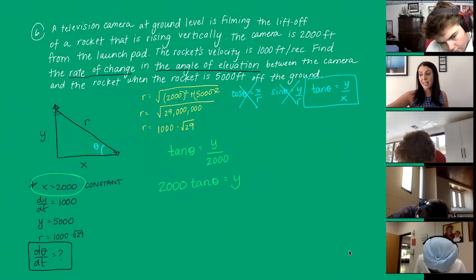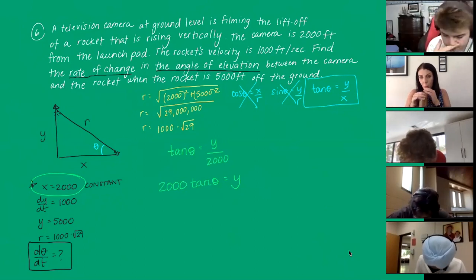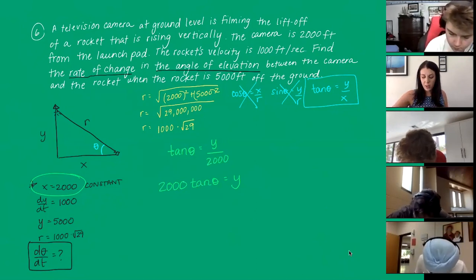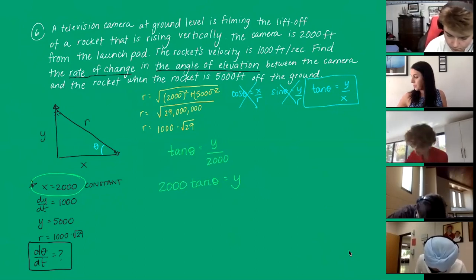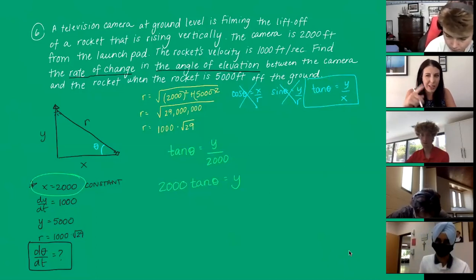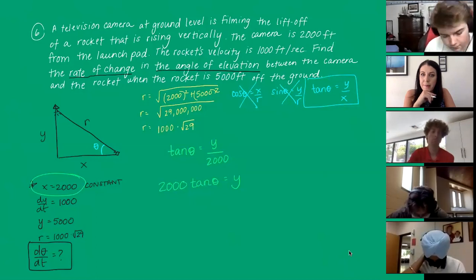Something that's easy to miss here, so be careful. The 2000 tan of theta equals y. You might have to look up your derivative of tan. Hopefully you guys are starting to remember some of those trig things. Again, flashcards are really helpful for that. Just grab some note cards, put the trig derivatives on the other side.